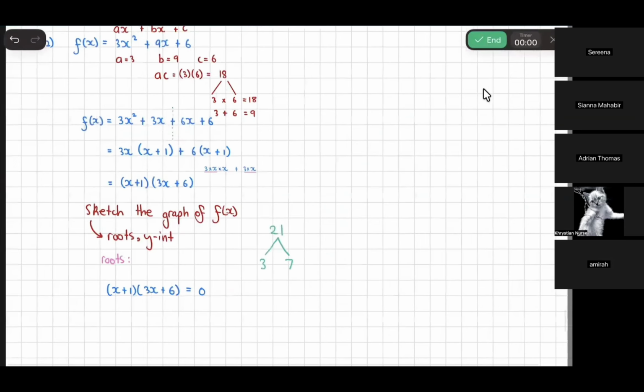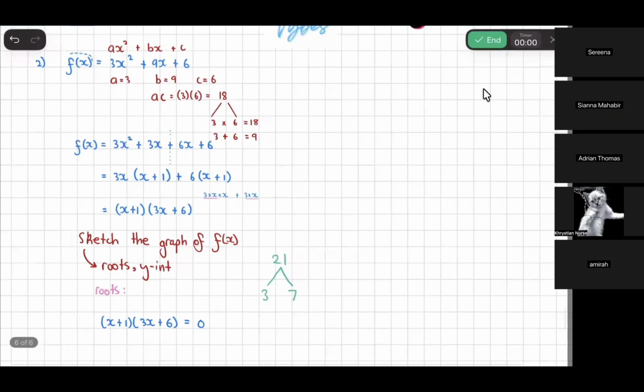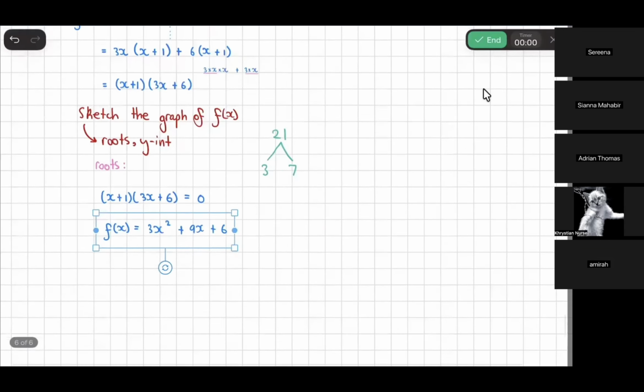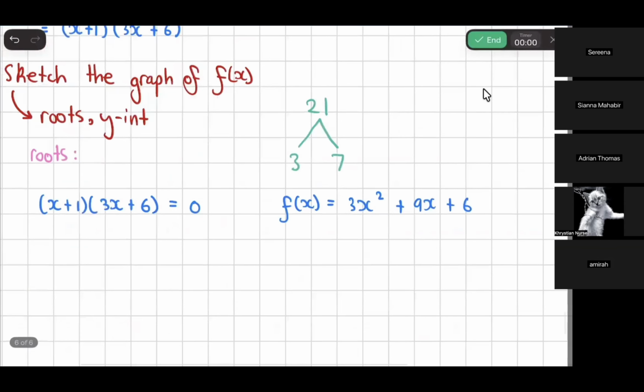Isn't this what you're gonna be mind blown? You're gonna be like, oh. What if I told you we're doing the same thing but just for algebraic expressions? Watch this for yourself. Serena, if I were to expand these brackets, what would I get? You get 3x squared plus 9x plus 6.